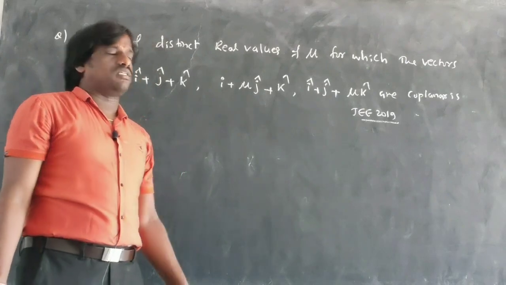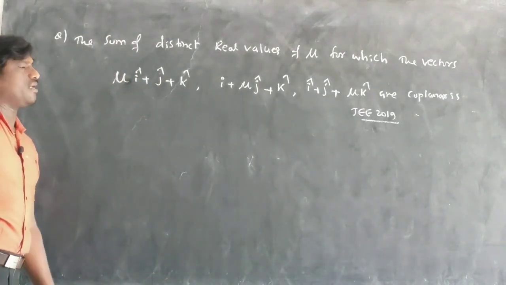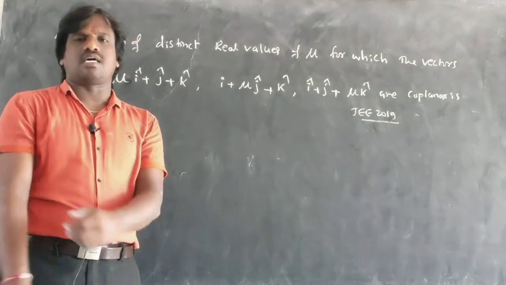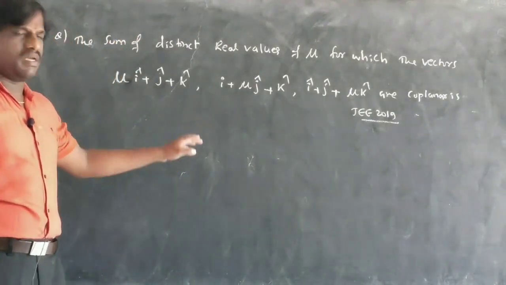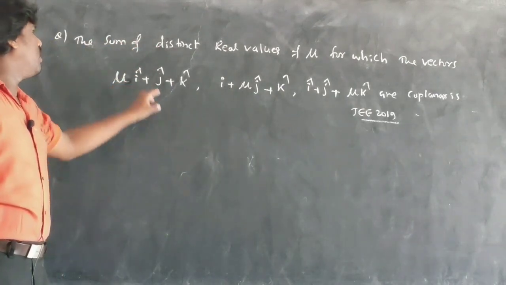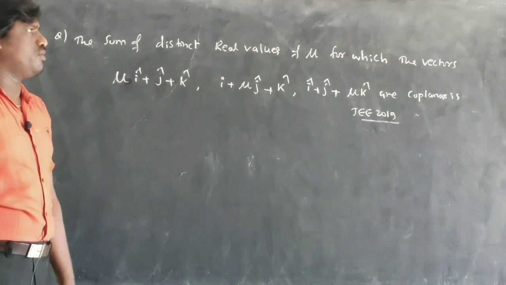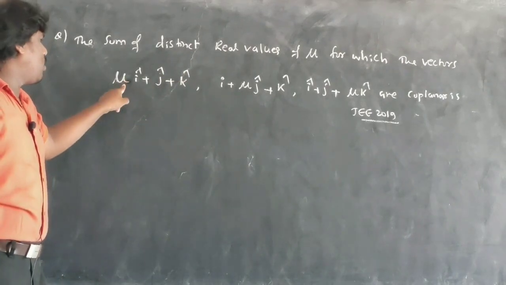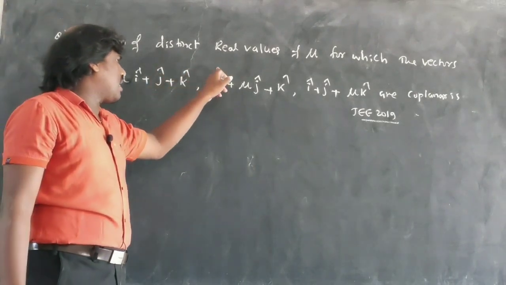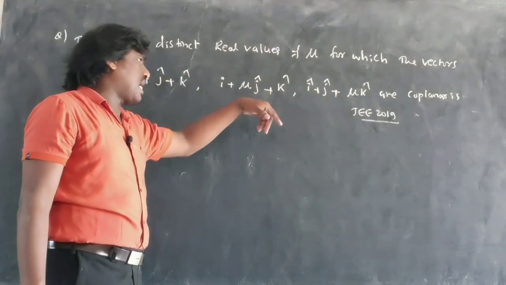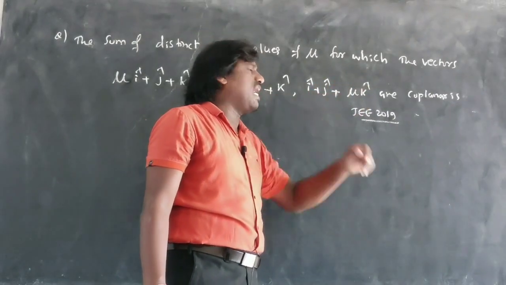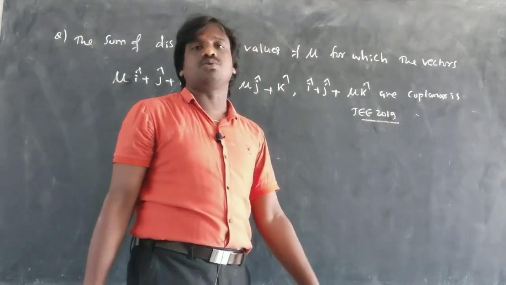Hello students, let us discuss a question on coplanarity. Based on coplanar vectors, 2-3 questions are asked in JEE. Many questions are there. Let us discuss here. The sum of the distinct real values of mu for which the vectors mu i cap plus j cap plus k cap, i cap plus mu j cap plus k cap, and i cap plus j cap plus mu k cap are coplanar. This question was asked in JEE 2019.